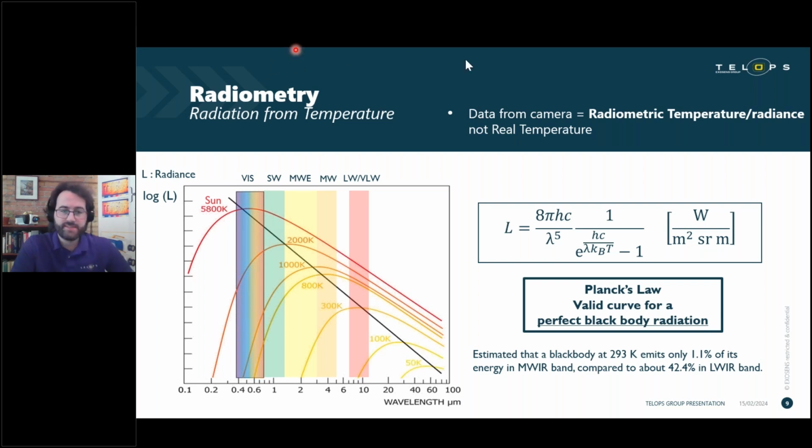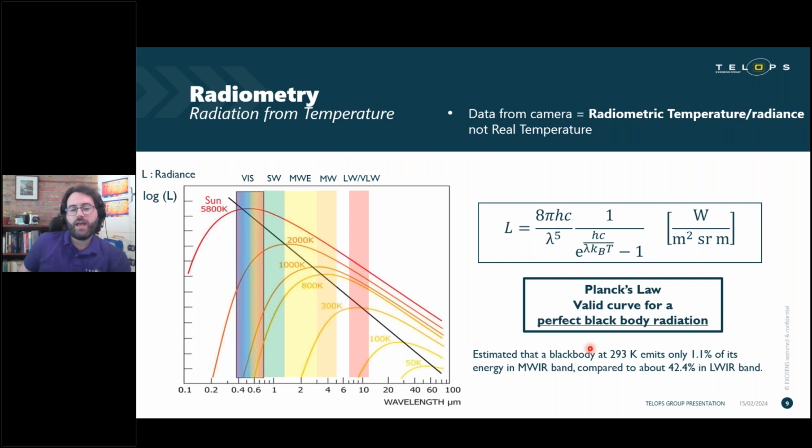So the first thing to understand is Planck radiation. An object at a given temperature will emit with a peak at a specific wavelength, which depends on the temperature. You can see that the peak wavelength goes towards the right, so toward longer wavelengths, when you're colder in terms of temperature. So something around room temperature will be emitting much more radiation in the long or very long wave infrared. All of these curves are valid for perfect black body radiation. What's a black body? I'll go over that a little more in a slide.